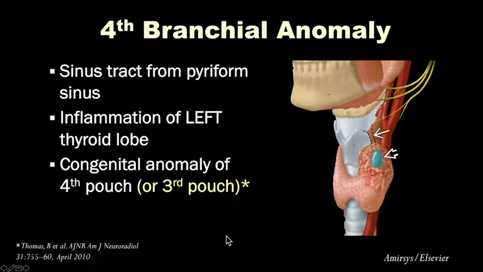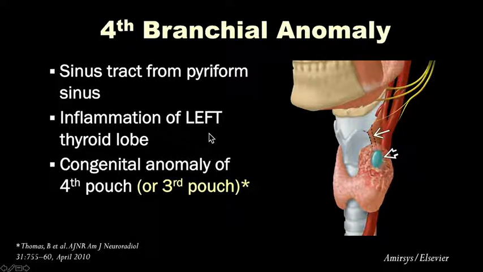We'll finish off with the fourth branchial apparatus. The most common anomaly is a sinus tract that emanates from the piriform sinus. And the traditional teaching is that if the sinus tract comes from the apex, it's a fourth pouch anomaly. If it comes from the lateral piriform sinus, it's a third pouch anomaly. But this paper out of Toronto Sick Kids argued that all of these are more related to the thymopharyngeal duct and therefore third pouch anomaly. Regardless of the embryology, the treatment and diagnosis is the same.